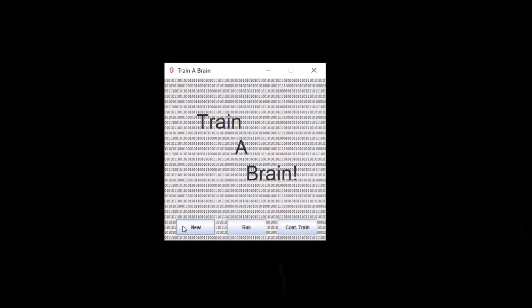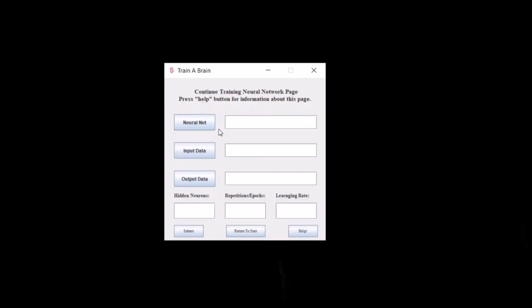Continue training is almost exactly the same as New. All you need to do is click right here for a file explorer to open up so you can click on your existing neural network.